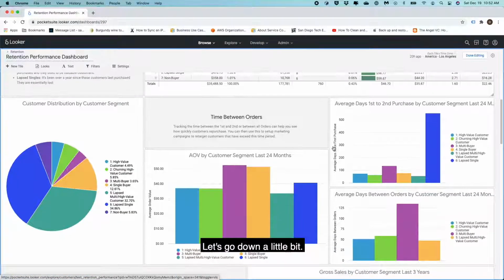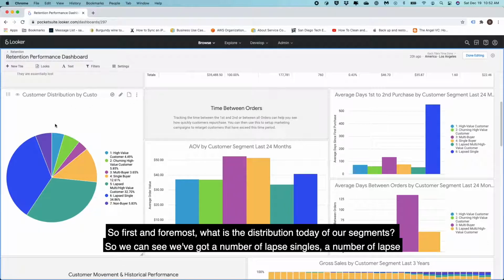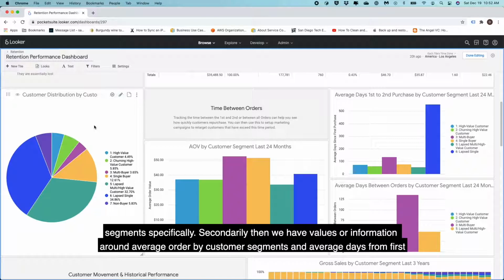Let's go down a little bit. And so now we can see some different performance trends and get some insight into these different segments. First and foremost, what is the distribution today of our segments? We can see we've got a number of lapsed singles, a number of lapsed high value. Here's our high value. So it helps us understand how big each of these segments are and where we have a lot of opportunity to target these segments specifically.